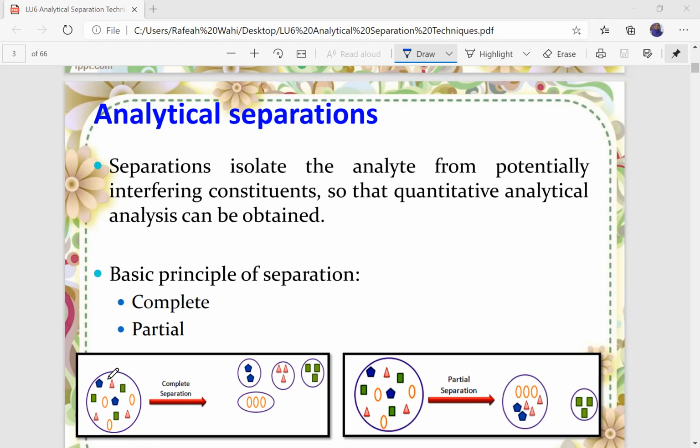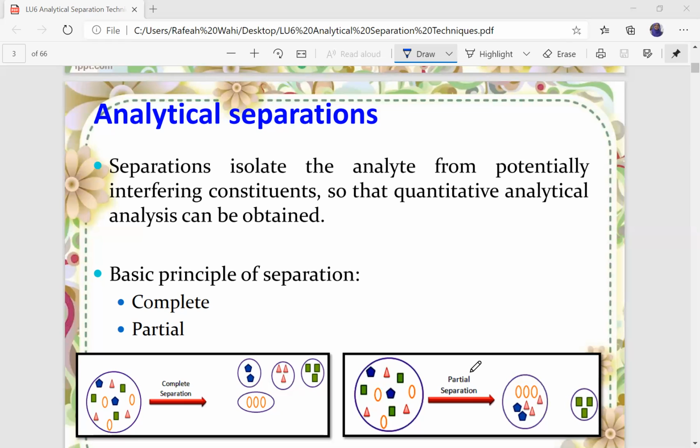Let's say you have 4 types of compounds in your substance that you want to analyze. Complete separation means you are going to separate all the components of these compounds, meaning to say that all the compounds inside this substance are separated and you can take out each of them for further analysis.